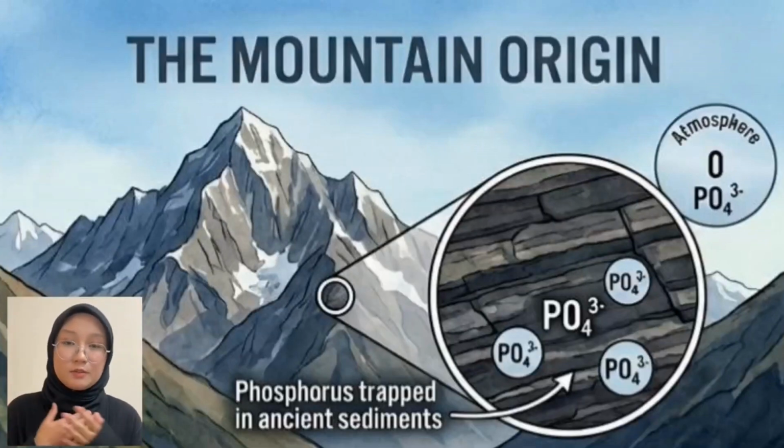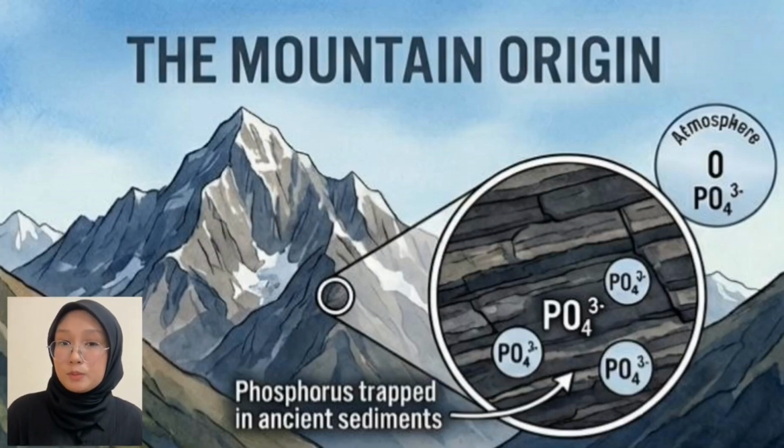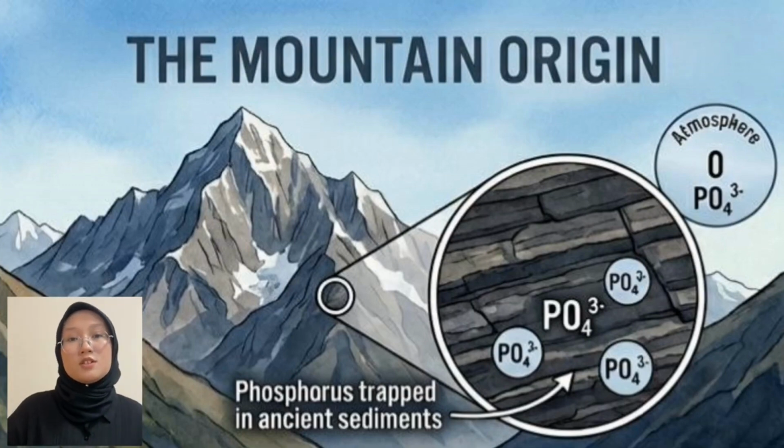Hi everyone, I'm Shira and today we are looking at how the phosphorus cycle begins. The most important thing to remember is that phosphorus comes from rock, not the atmosphere. Unlike carbon and nitrogen, phosphorus does not exist in the air as a gas. Instead, it is trapped inside rock for billions of years. So how does phosphorus get out of the rock?